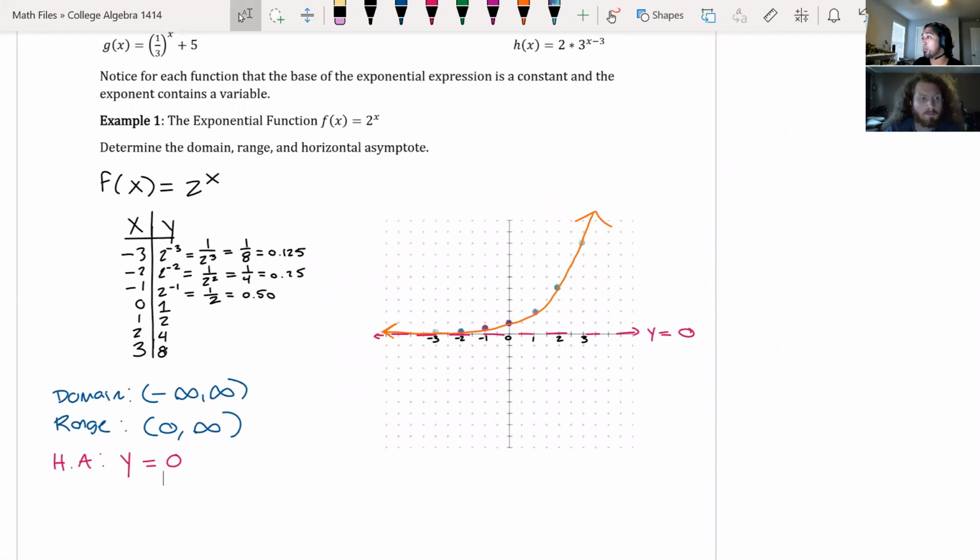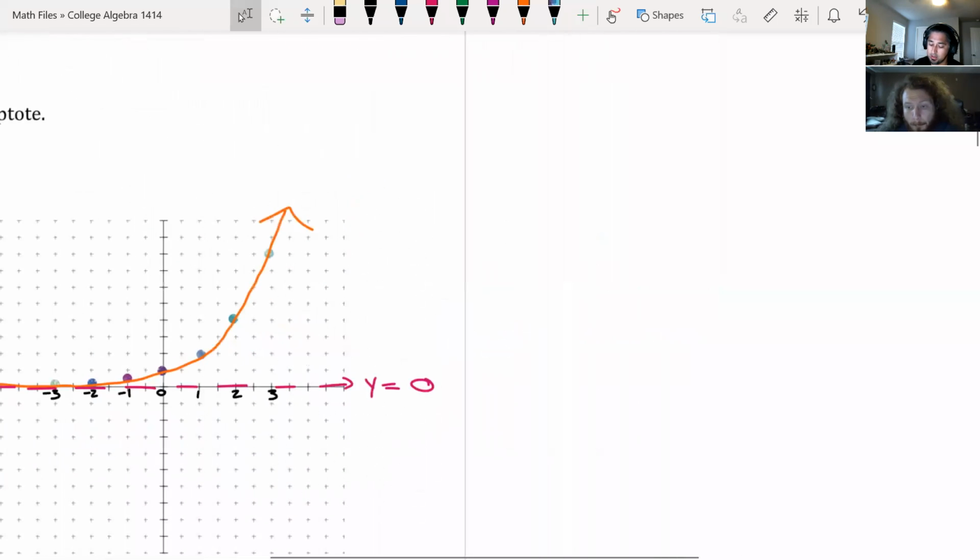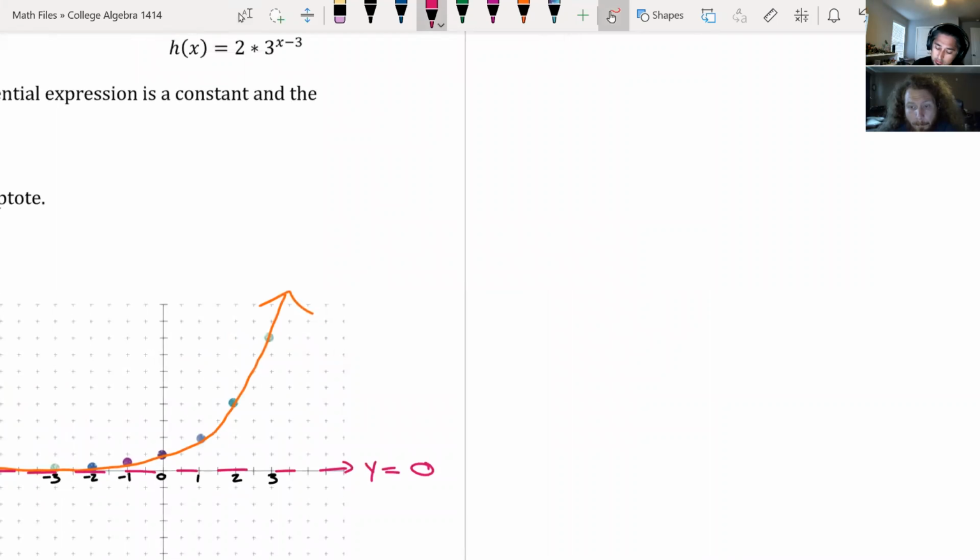So before I move on from this, in your homework, you're going to be given exponential functions with transformations. So I want to touch on that really fast. So let's say that, here we'll call this transformations.